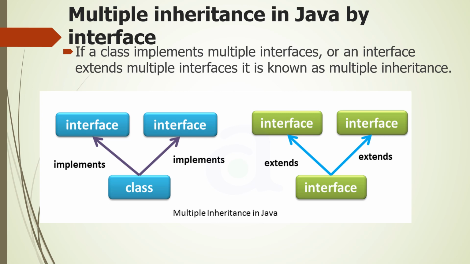Multiple inheritance in Java by using interface. The main benefit of interface in Java is we can do multiple inheritance. From the multiple parent class, we can get the features to the child class. If a class implements multiple interface or an interface extends multiple interface, it is known as multiple inheritance.